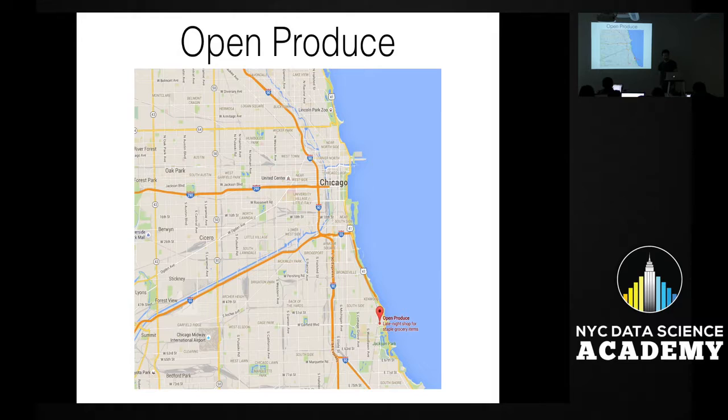What we looked at for this is, well, it says right here, Open Produce on the south side of Chicago. It's a late night shop for staple grocery items. It's a tiny little store. We have lots of stores like this in New York too. You'll recognize it in a minute.